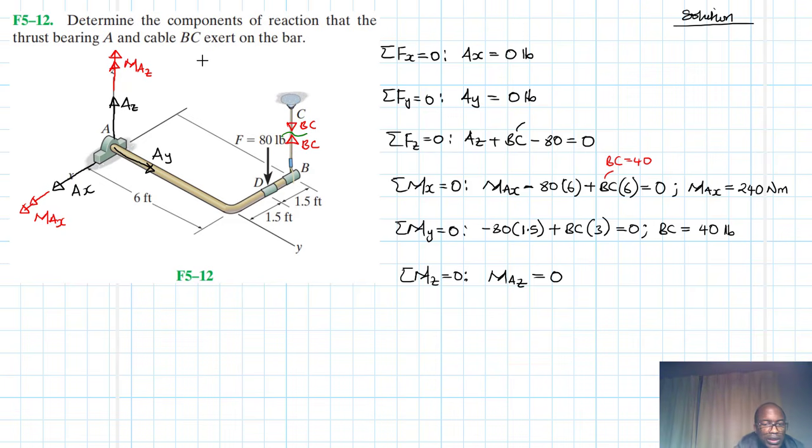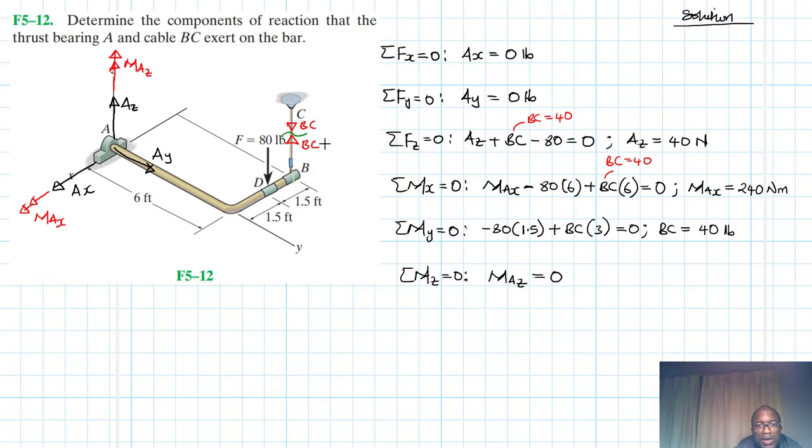We have BC there, we move up there. We have BC equal to 40. Therefore, our AZ is just going to be equal to 40 minus 80, which gives us minus 40. Therefore, AZ is just going to be equal to 40 newtons.